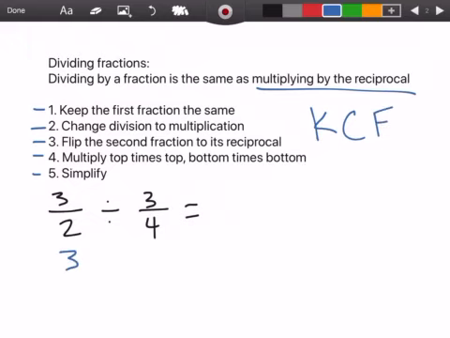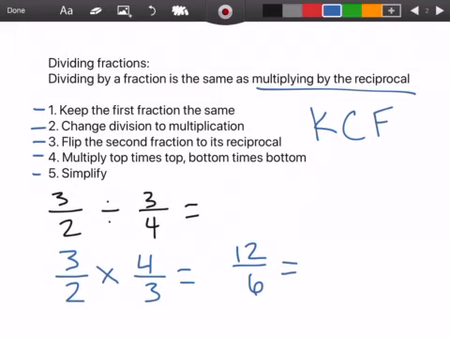We keep the first fraction, so 3 over 2, change division to multiplication, and flip the second fraction to its reciprocal, 4/3. And now I multiply across. 3 times 4 gives me 12. 2 times 3 gives me 6. This is an improper fraction, so I ask how many times can 6 go into 12? That would be 2 whole times and nothing left over. So 3/2 divided by 3/4 gives me the answer of 2.